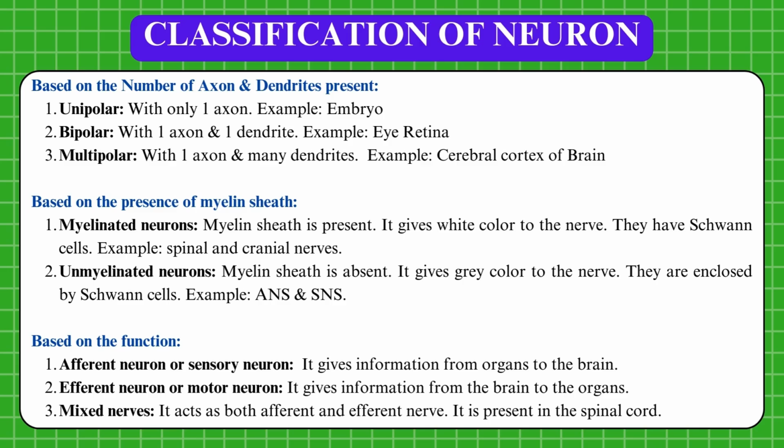Unmyelinated neurons are neurons without myelin sheath, which gives the gray color to the nerve. They are enclosed by the Schwann cells. Example, autonomic nervous system and somatic nervous system.